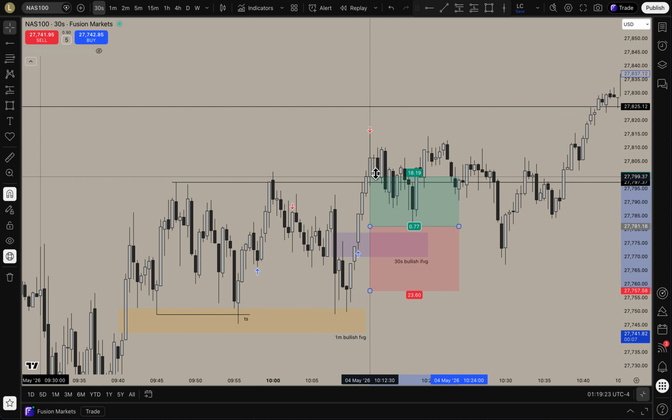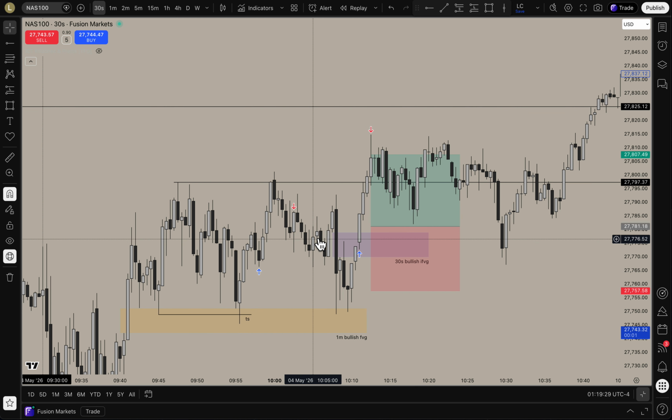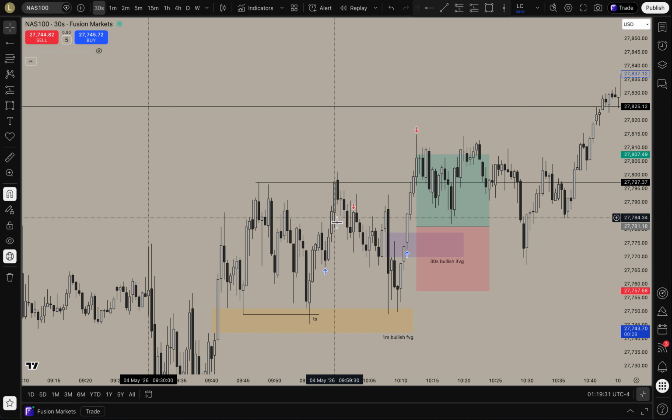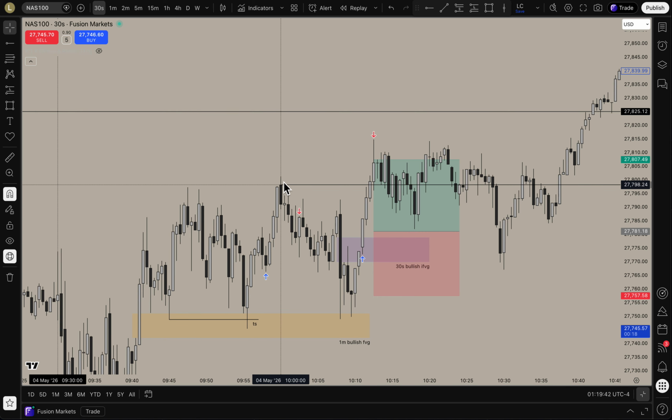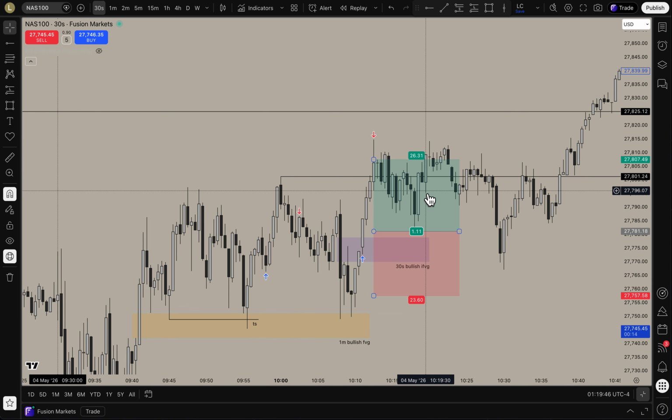fair value gap, and I was targeting also here, but I decided to take it off at about 1-to-1 because price was choppy, and you know, it could possibly try, and I was just following my rules, about 1-to-1 to 1.1.5. That's when I took it off. As you can see here, I took it off at this drawn liquidity here, which is the buy side, and that was my second trade.